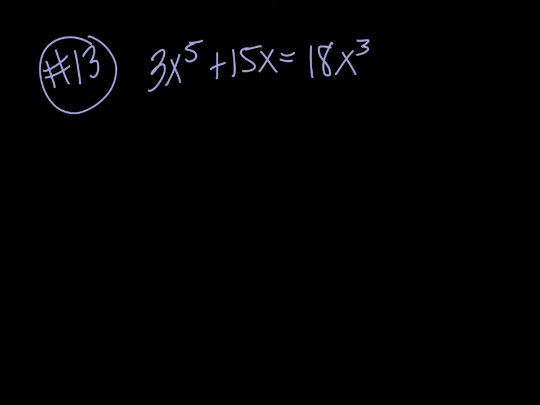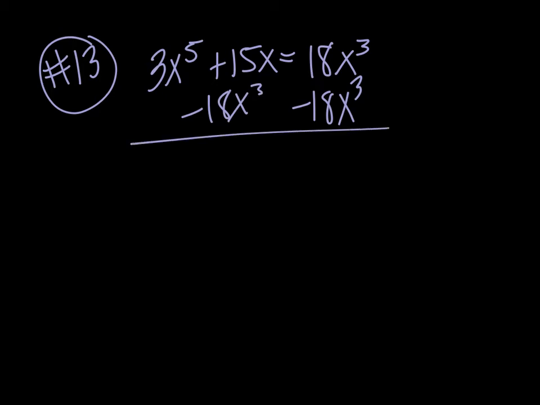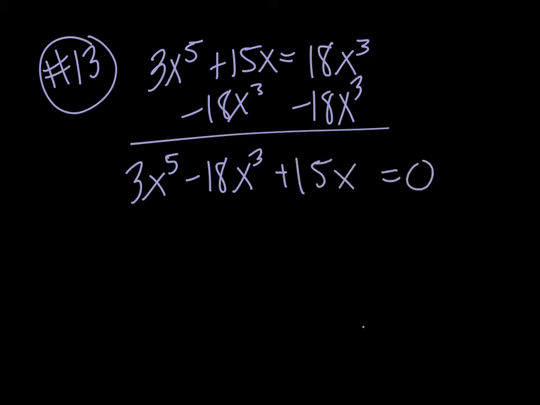So if it's positive 18x cubed, go ahead and subtract that over to your other side. Now, if there's no x cubes to subtract it from, don't try to subtract it from the 3 or the 15. It just has to go and get squeezed in over there. And I'm going to put it in the middle since cubed is between a power of 5 and a power of 1. Now our equation equals 0.